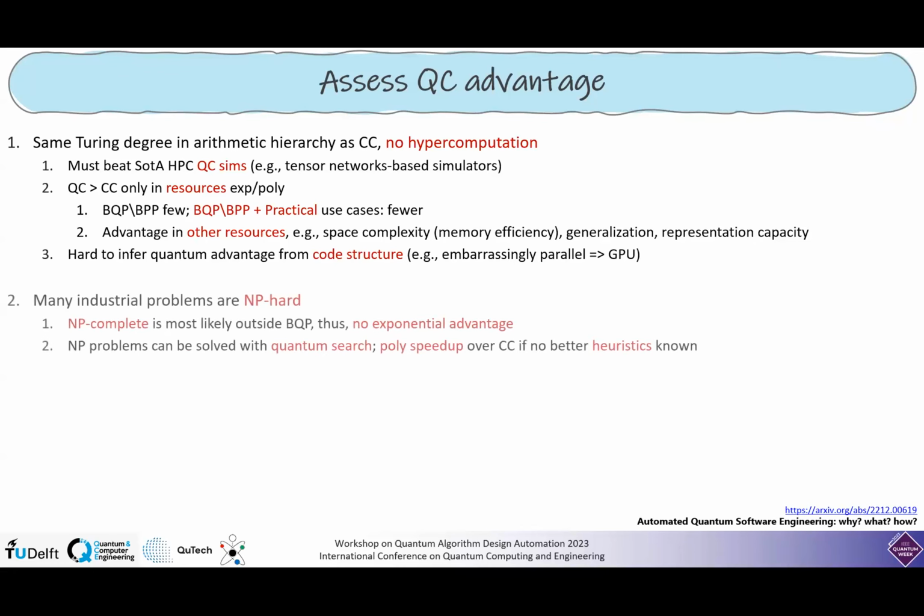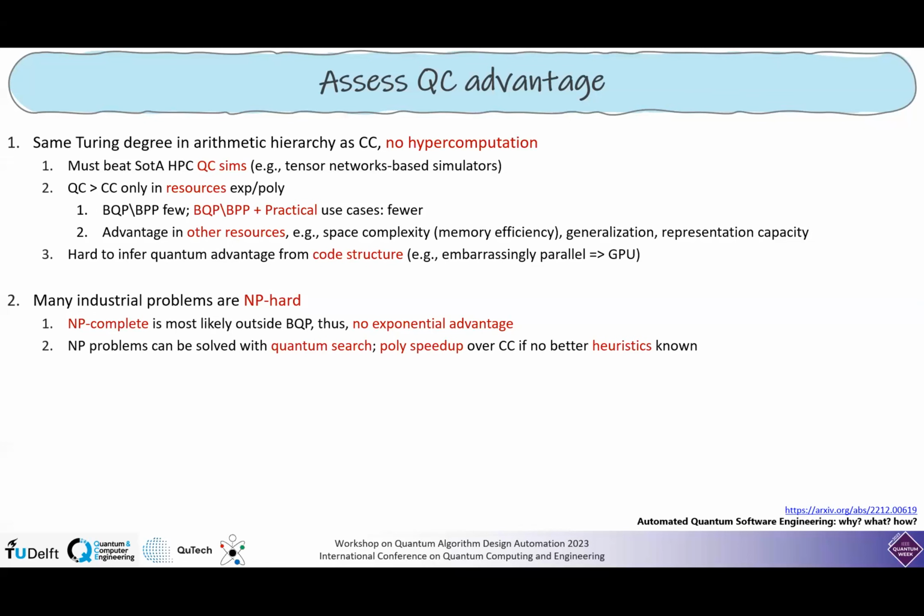So that's the first point. The second thing is that most of the time we don't really care whether it's a BQP problem. Most industrial problems are NP-hard or in the NP class. And as far as we know from the theoretical side, quantum computers cannot exactly solve NP-complete problems, so we do not get an exponential speedup. But what we can always get is a polynomial speedup using quantum search, provided that there are no better classical algorithms. So there are a lot of ifs and buts in there.